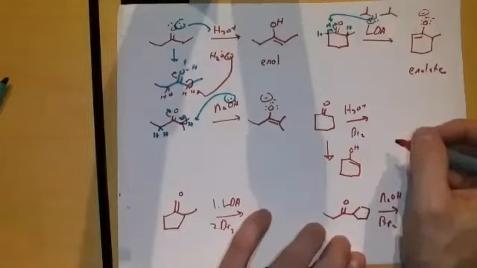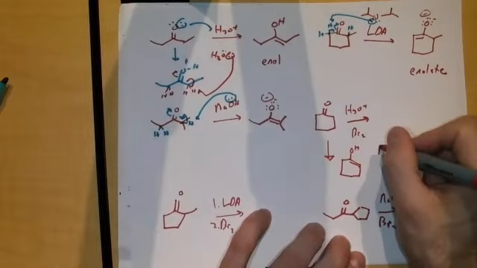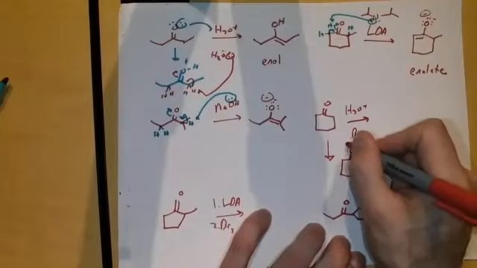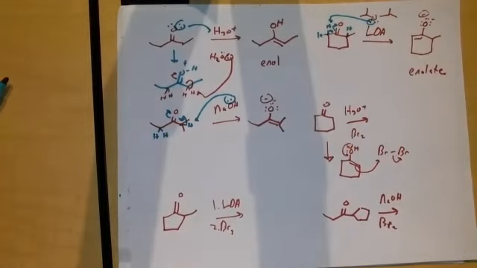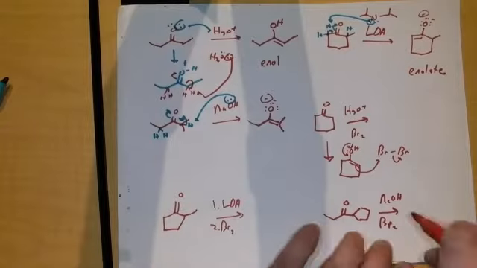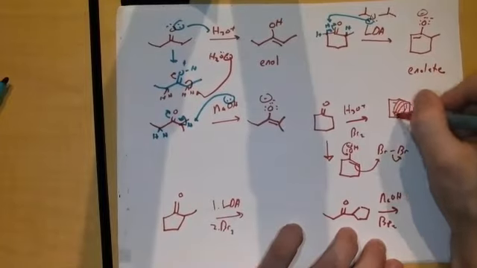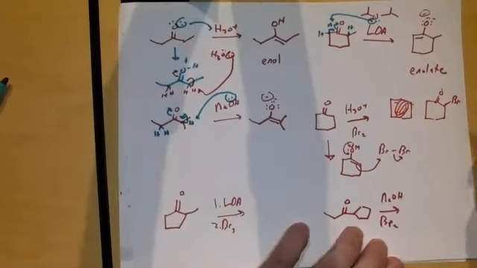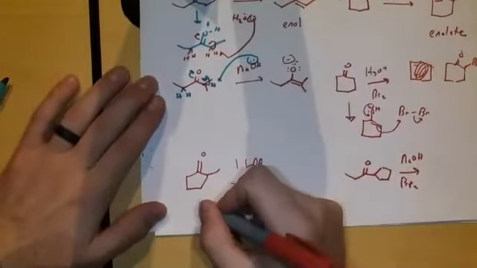This can attack a Br here. We are going to brominate. In this case, it doesn't matter whether, both sides are the same. So we're going to add a Br to this beta position, like so. LDA is going to be selective for our less substituted center.